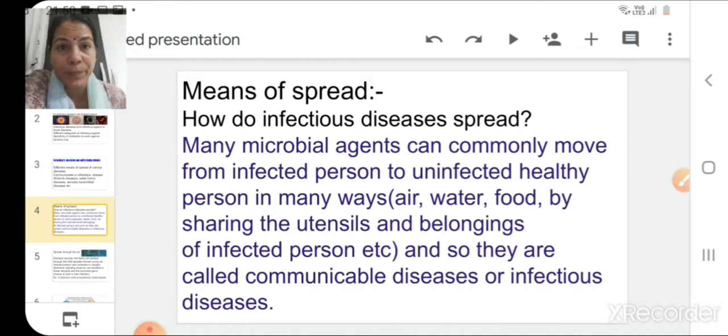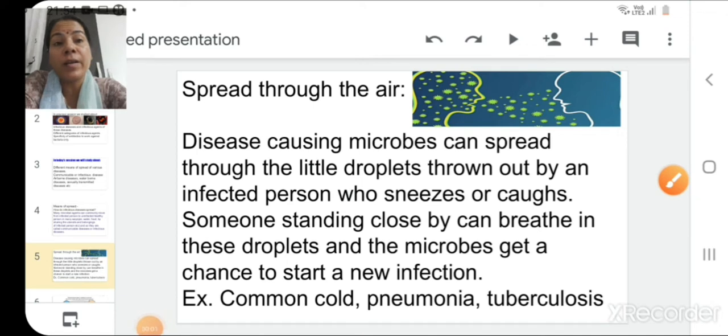of disease. So many microbial agents can commonly move from an infected person to an uninfected healthy person in many ways. These ways can be by air, through water, through food, or by sharing the utensils or belongings of the infected person, etc. And so they are called communicable diseases or infectious diseases because they spread from one person to another person very fast.